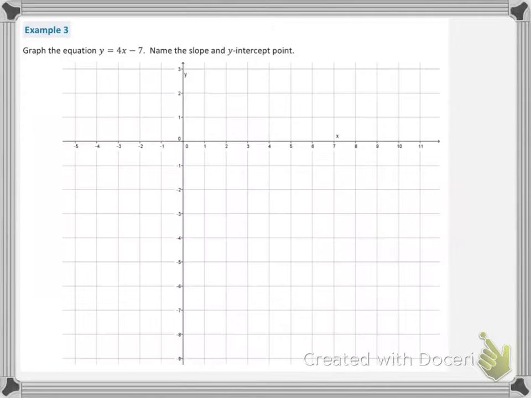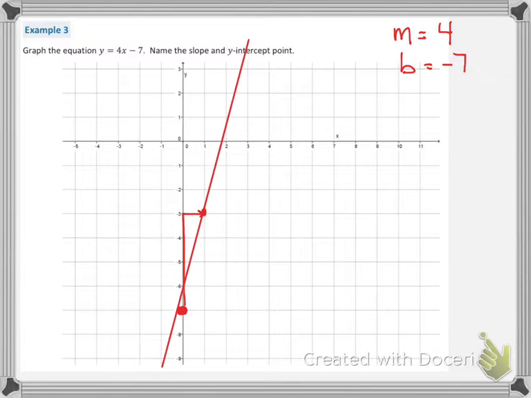All right, next one. Example 3. Graph the equation y equals 4x minus 7. Name the slope and the y-intercept. All right, so the slope, m, is equal to the coefficient of x, which is 4. So the slope is 4. And b, which is the y-intercept, is negative 7. So I know that this line is going to cross the y-axis at negative 7. There's one of my points. And the slope is up 4, right 1. Up 4, right 1, puts me there, and here is my graph. Kind of missed a little, but there you go.